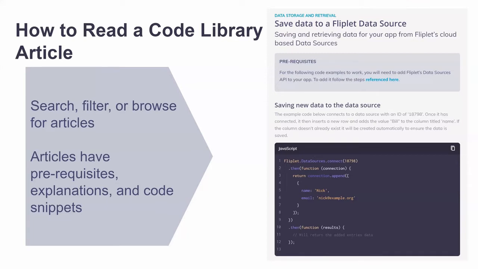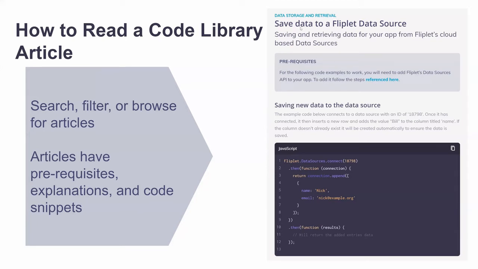All right, so how do we actually read the code library? Well, first off, when you go into the code library, you can search, you can filter, or you can just browse through the different articles we have. They're broken down into a handful of different categories based on what the code is meant to do. And we'll go through a handful of examples.